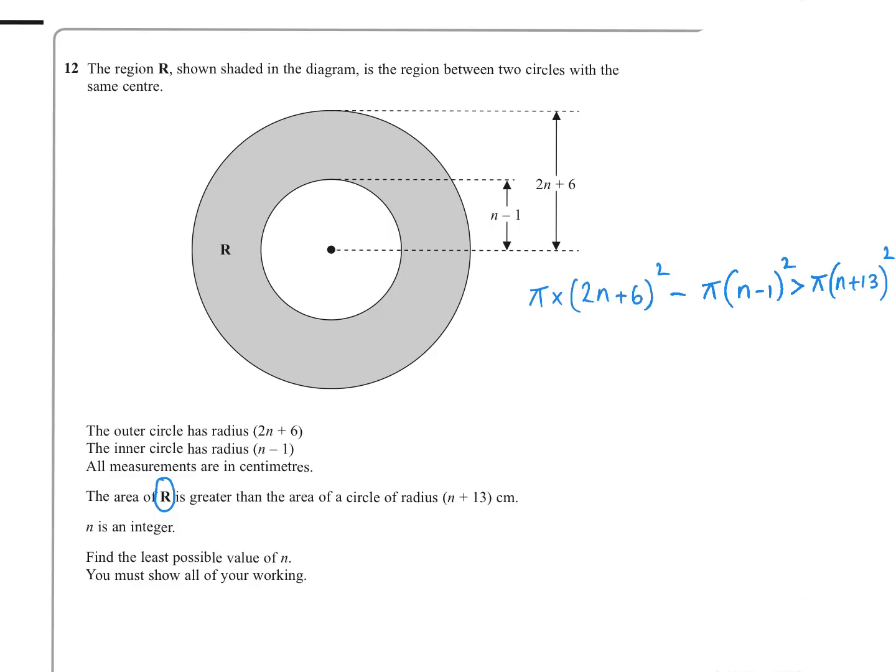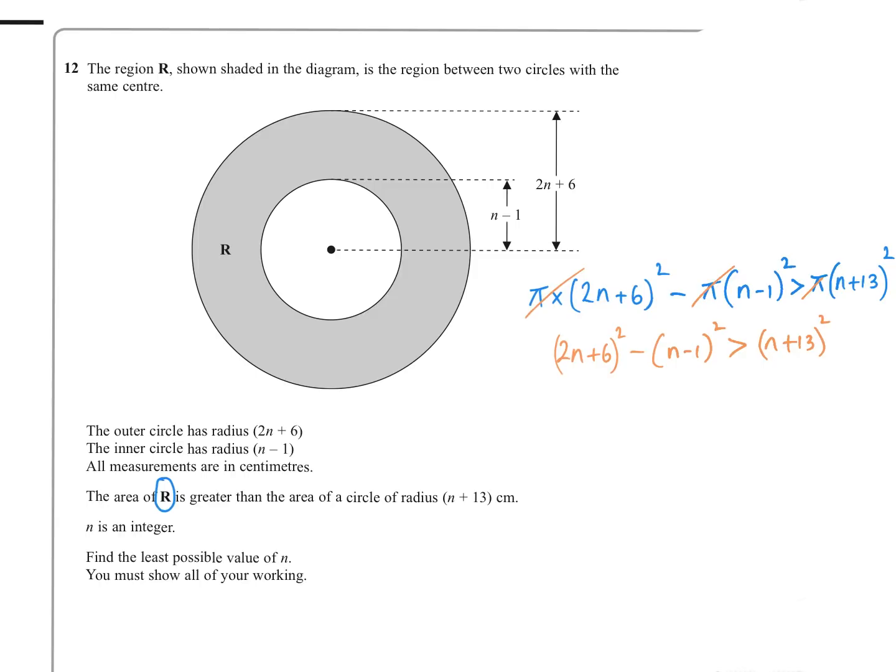So let's divide everything through by pi. Now pi is greater than 0, so that's not going to change the inequality sign. So we can divide everything by pi. And that's going to give us (2n plus 6) all squared minus (n minus 1) all squared is greater than (n plus 13) all squared.